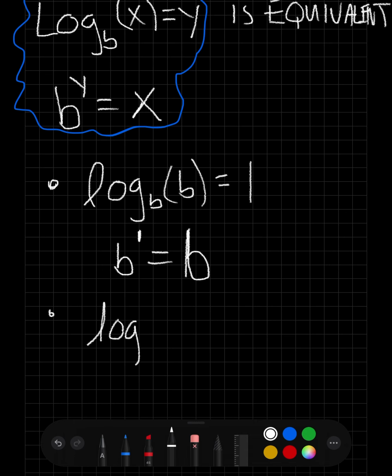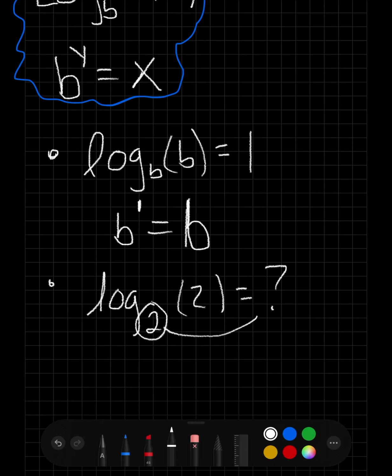Let me give you another example with some concrete numbers. If I asked you to solve log base 2 of 2 is equal to some number, I would expect you to say, 2 raised to the question mark power is equal to 2. What is that question mark? It could only be 1. That's our only option. Hopefully that helps a little bit.